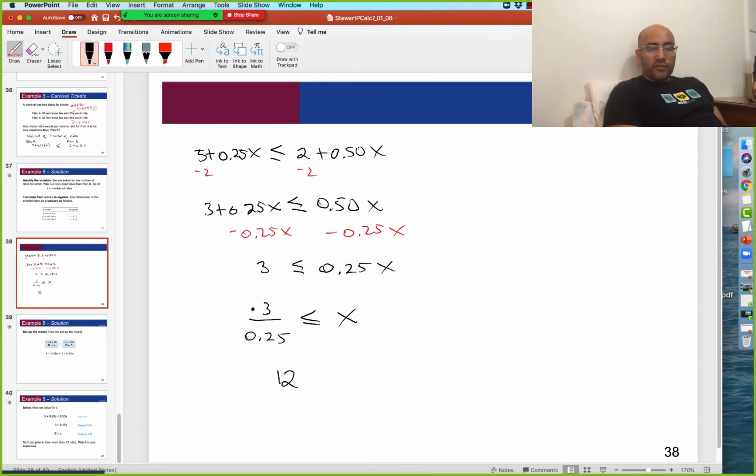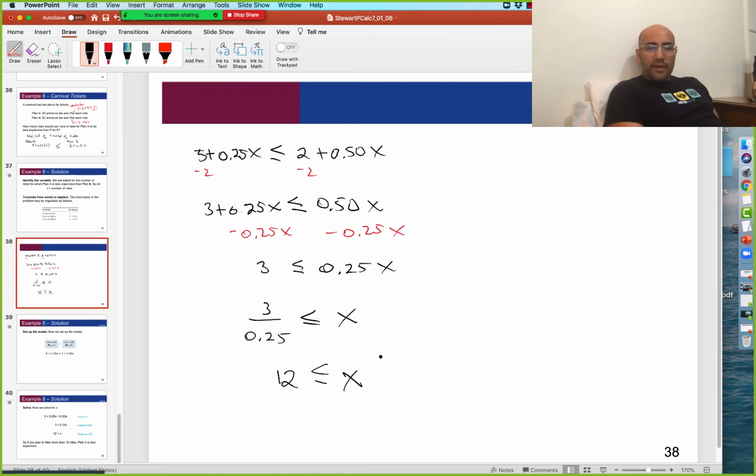Right? A quarter goes into $1 4 times, and there's 3, so that should be 12. It's less than or equal to x. So x must be bigger than 12. If you ride more than 12 rides, then plan A becomes cheaper.